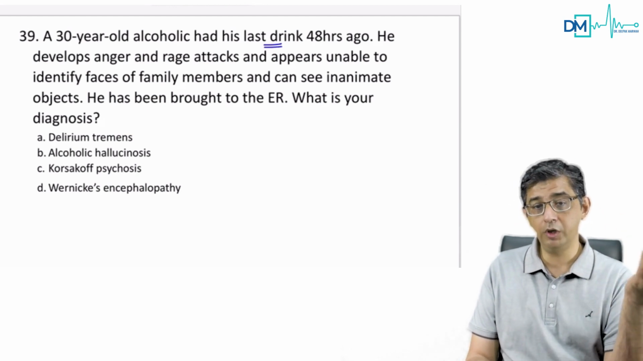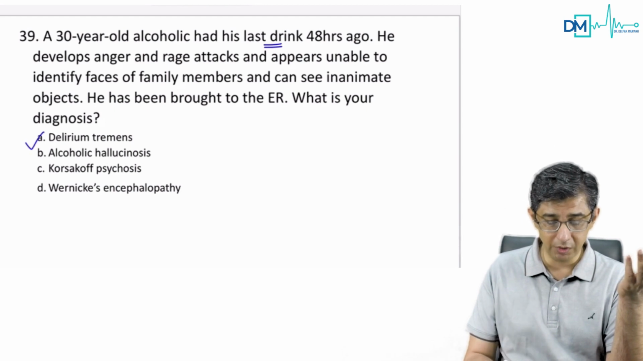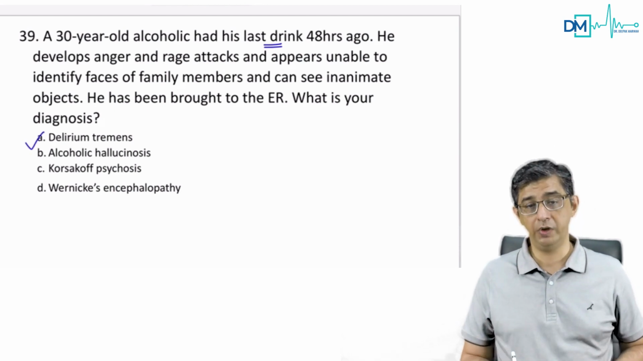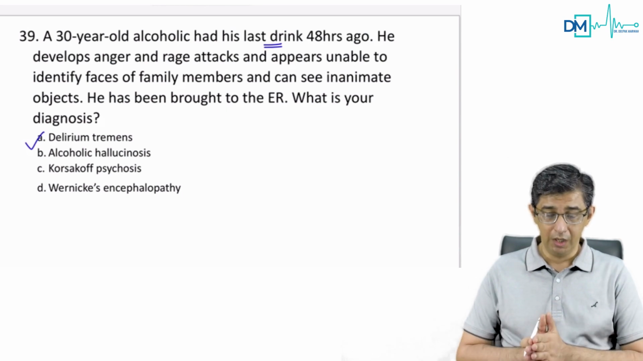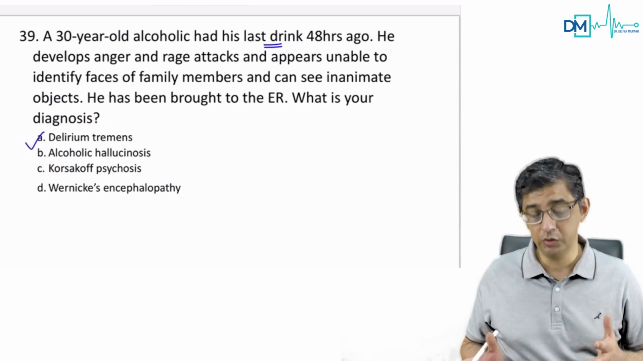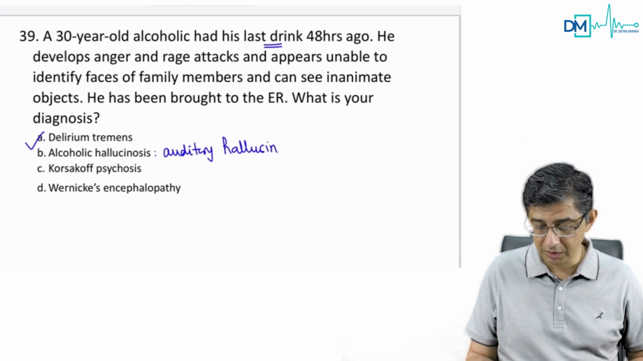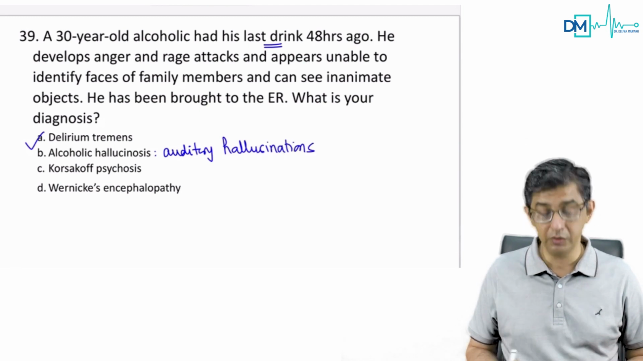And alcohol withdrawal will usually contribute to delirium tremens. The correct answer to this is option A, though the psychiatrist may also be giving inputs regarding it. But the bottom line is, why is it not alcoholic hallucinosis? Because alcoholic hallucinosis will mainly have auditory hallucinations, and additional features which are given, like violence and rage attacks, are usually not seen in alcoholic hallucinosis.